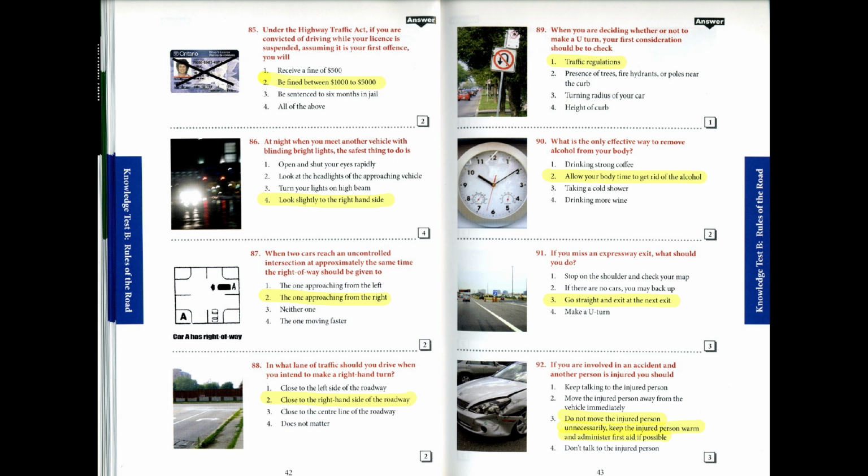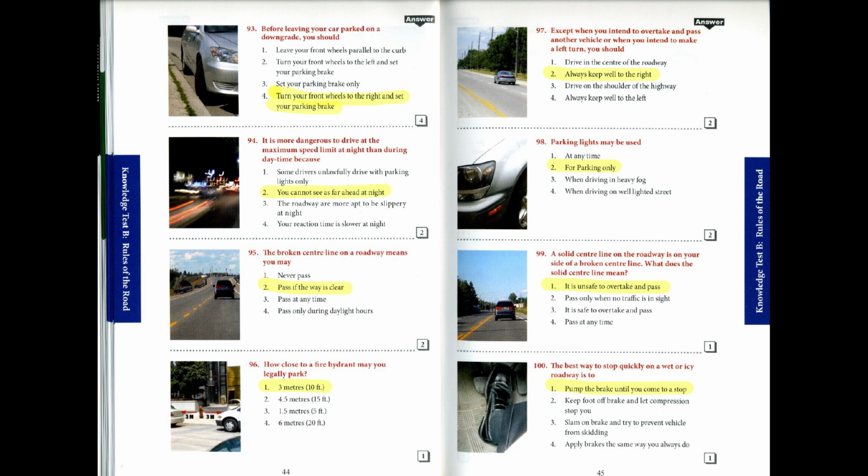Number 92. If you are involved in an accident and another person is injured, you should not move the injured person unnecessarily. Keep the injured person warm and administer first aid if possible. Number 93. Before leaving your car parked on a downgrade, you should turn your front wheels to the right, and set your parking brake. Number 94. It is more dangerous to drive at the maximum speed limit at night than during daytime, because you cannot see as far ahead at night. Number 95. The broken center line on a roadway means you may pass if the way is clear.